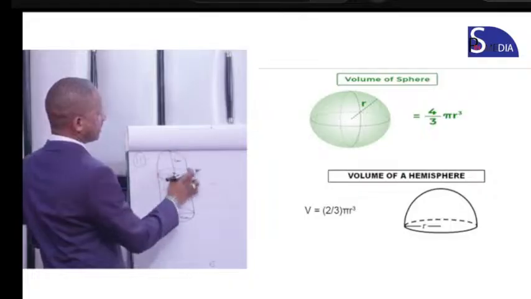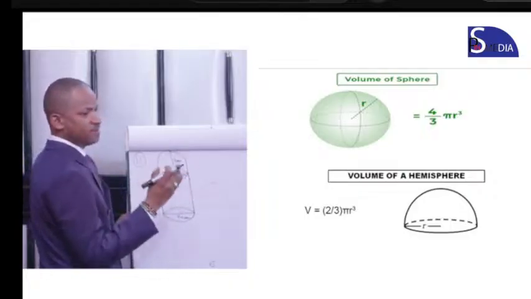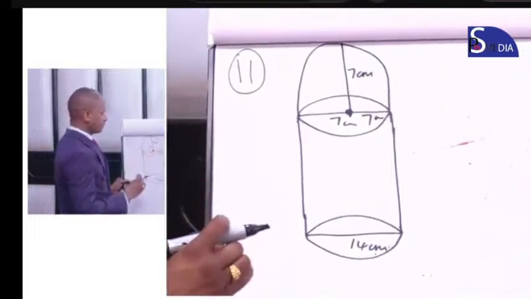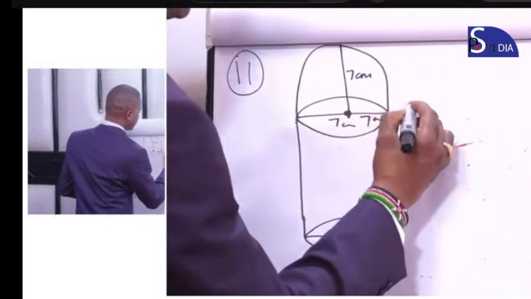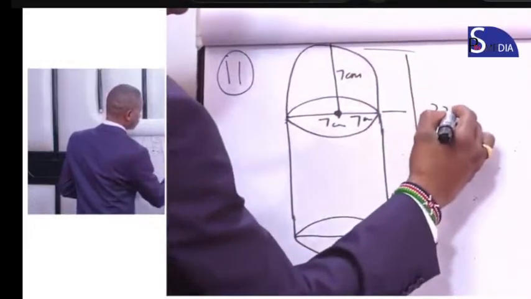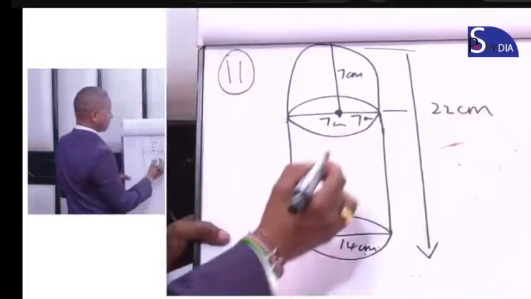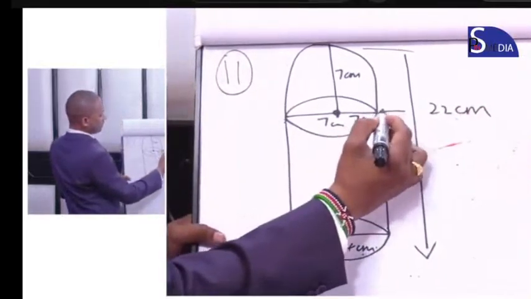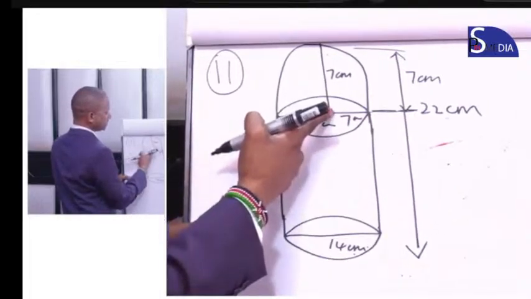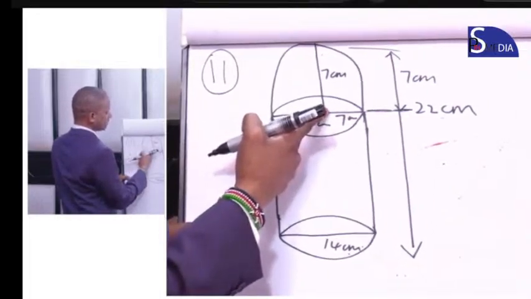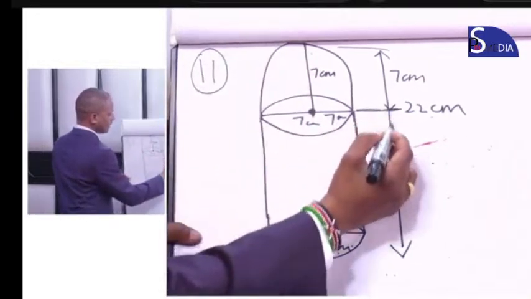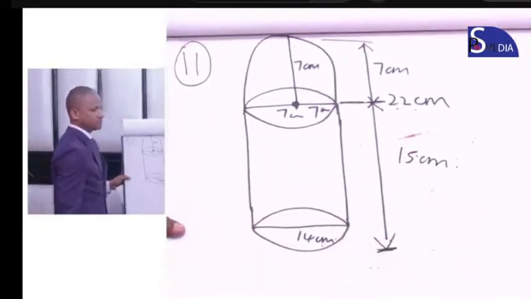This upper part is a hemisphere. Hemi is half of a sphere. Then you are told that the total height here is 22 centimeters. But we know the radius of this cylinder is 7. Therefore, from here to here is also 7. So the remaining length is the rest of the height.